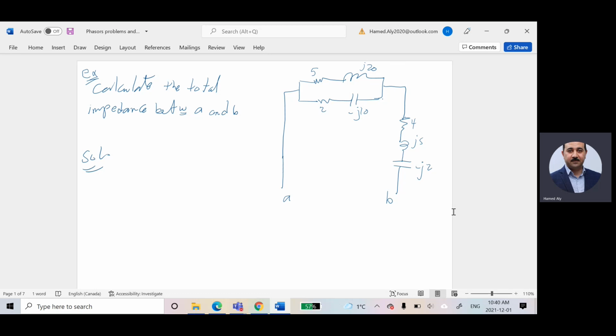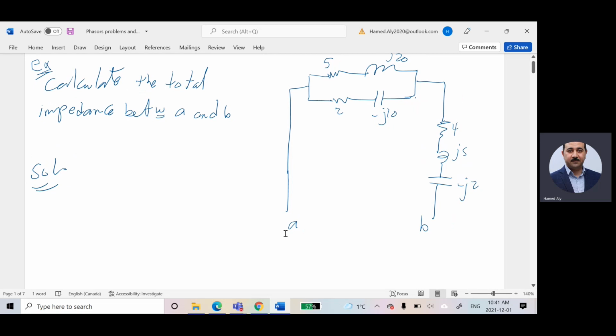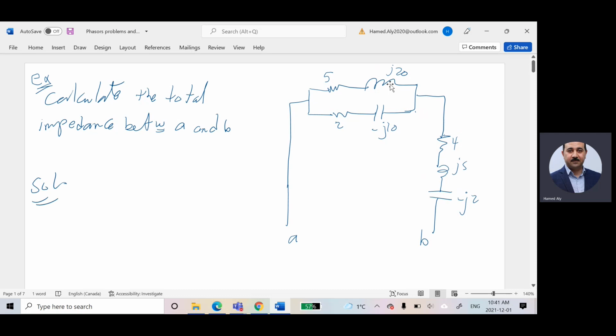Imagine I have a problem like this one. Here he is telling me, for this circuit, could you please calculate the total impedance between A and B? Actually, this problem is similar to what we solved before at the beginning of this semester. These two, 5 and j20, are connected in series, so I'm going to add them. And 2 and negative j10 will be 2 minus j10. And the overall of this guy with this guy is in parallel.